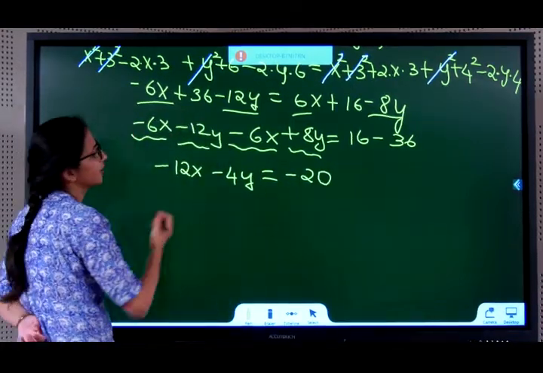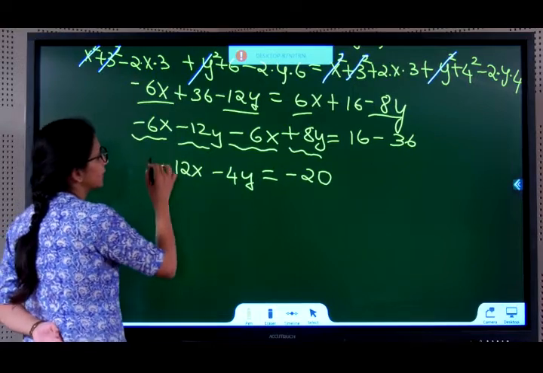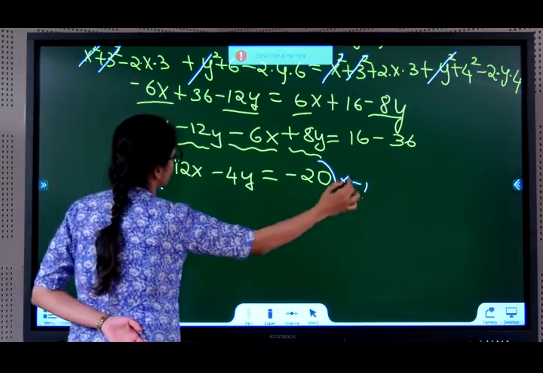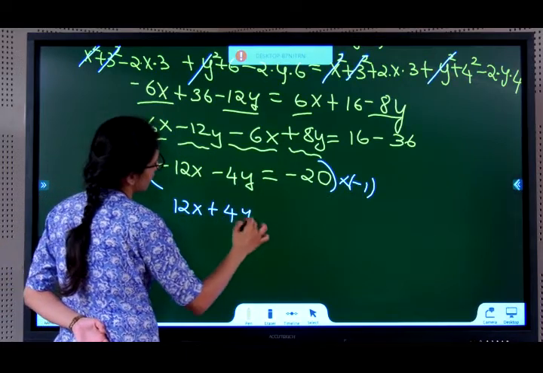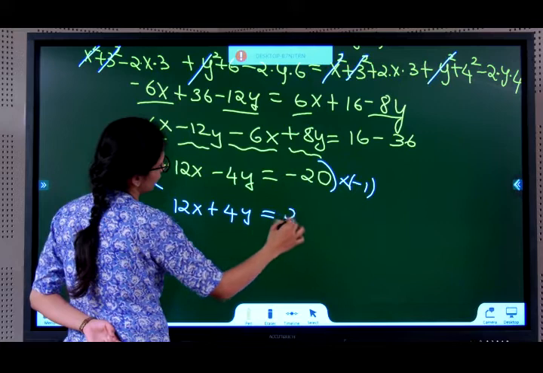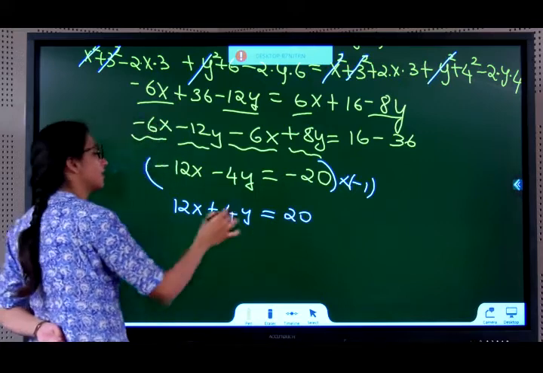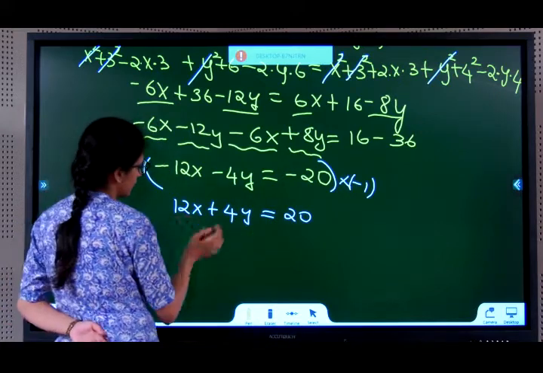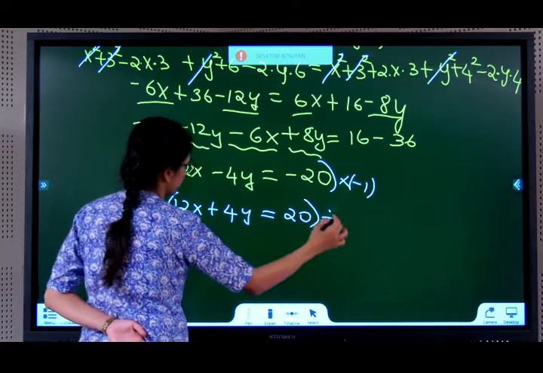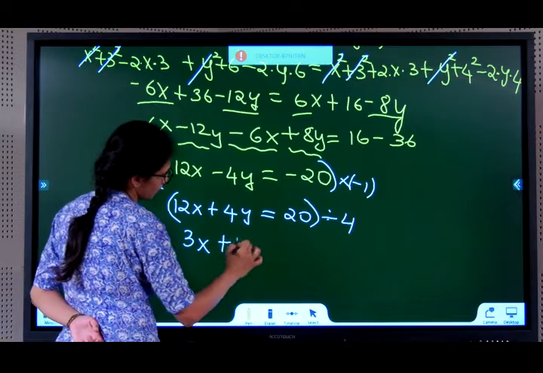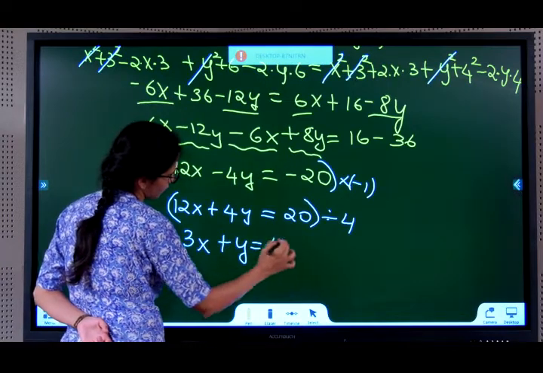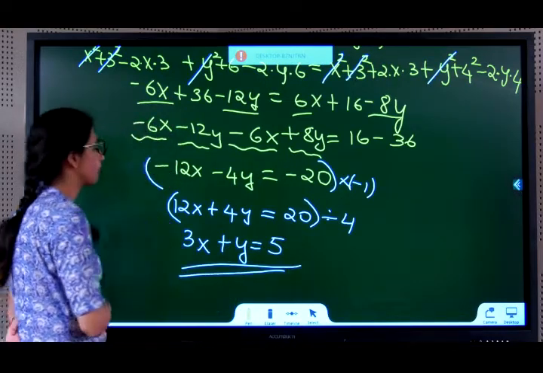As you can see, every term has a negative sign, so you can multiply the whole thing with minus 1 and remove the negative sign. So this becomes 12x plus 4y is equal to 20. As you can see, every term has 4 in it, so you can divide each one by 4. So 12 by 4, 3x, 4 by 4, 1y, and 20 by 4 is 5. So this is the relation between x and y.